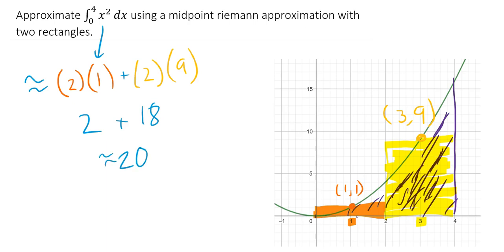That's the approximate area. If I actually go and use the fundamental theorem of calculus to find the actual area, it comes out to 21.3. So my approximation was pretty good. I'll settle for that, off by a third, or 1 1/3 rather.